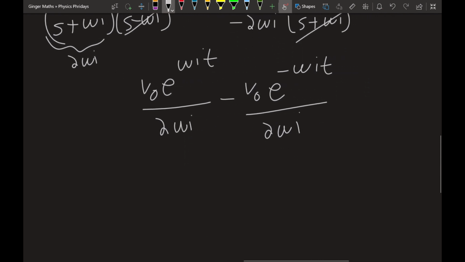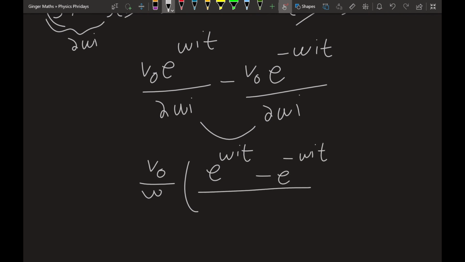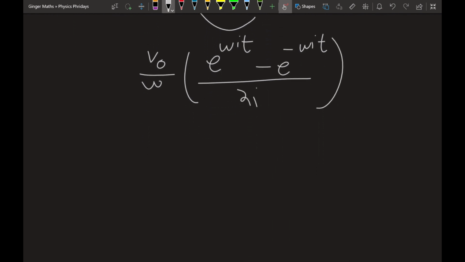Now, what you'll notice here is that we again have our common denominator, but we also have a common v naught. So I'm just going to factor out a v naught over omega, and let's see what we're left with. So we have v naught over omega, leaving us in the parentheses with e to the i omega t minus e to the minus i omega t divided by 2i. But you'll notice that this is just the definition of sine of omega t.